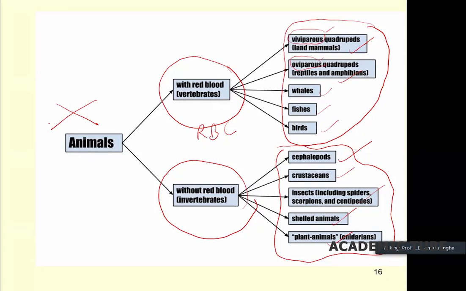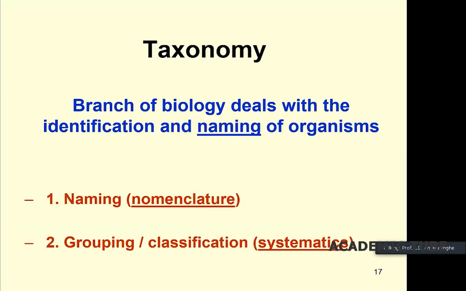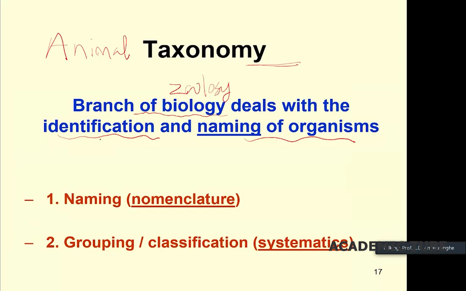So that is the history. And if we take here the taxonomy, remember we said very initially we are going to learn about animal taxonomy. And what is taxonomy? Taxonomy is a branch of biology, kind of zoology, that deals with identification and naming of organisms. But we are learning here animal taxonomy, the branch of zoology that deals with identification and naming of animals.